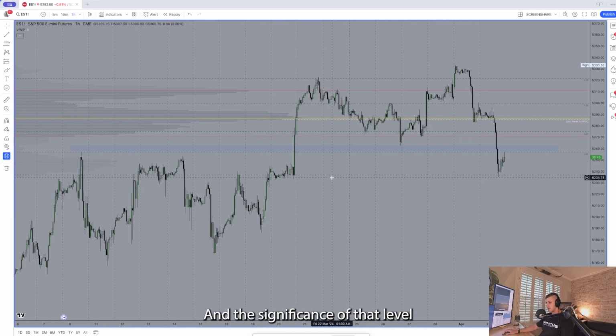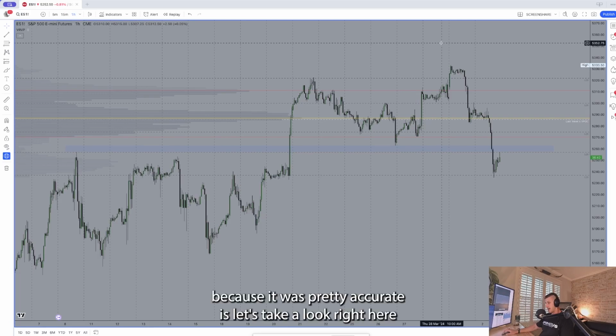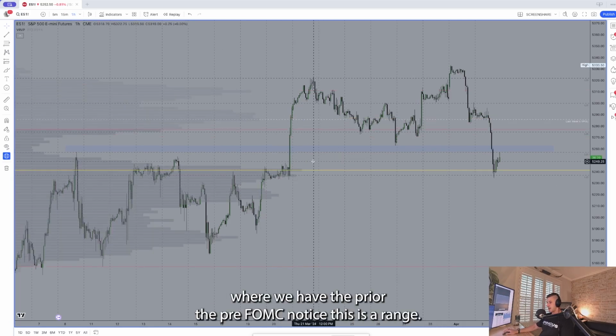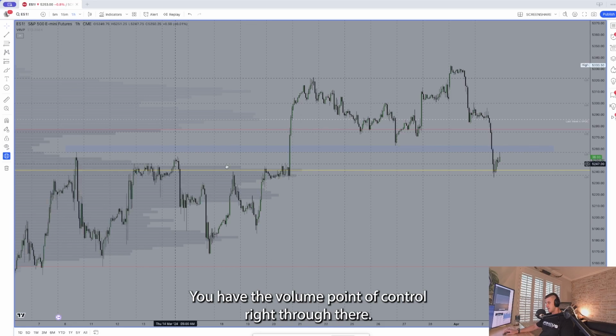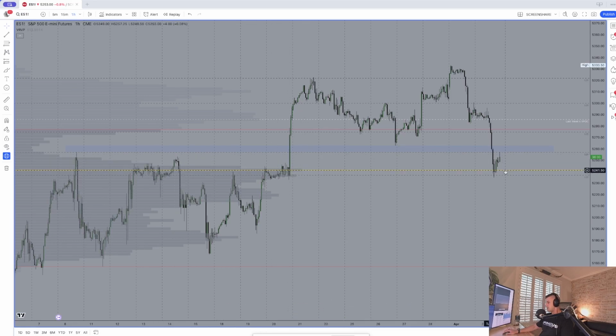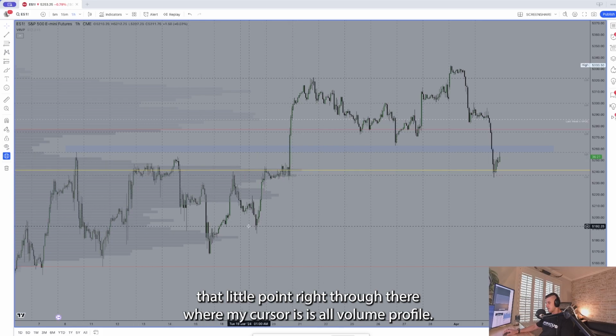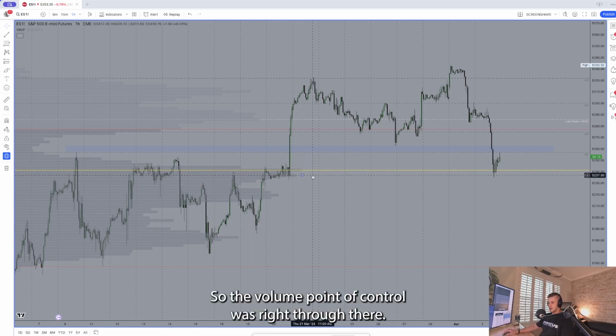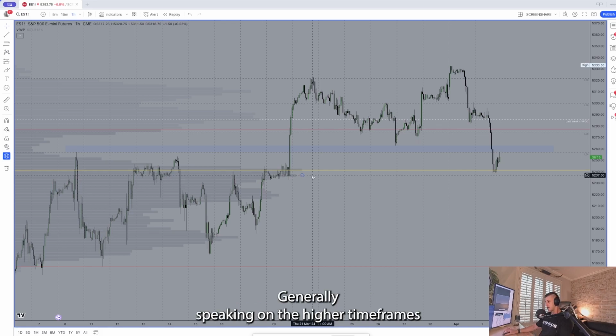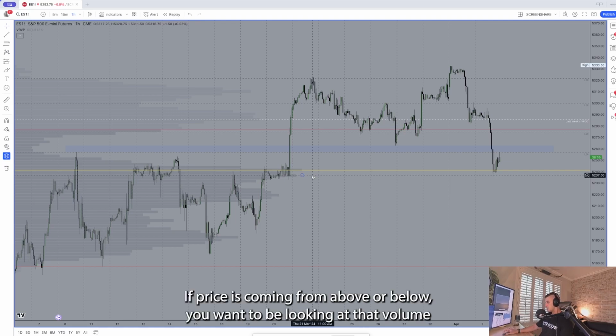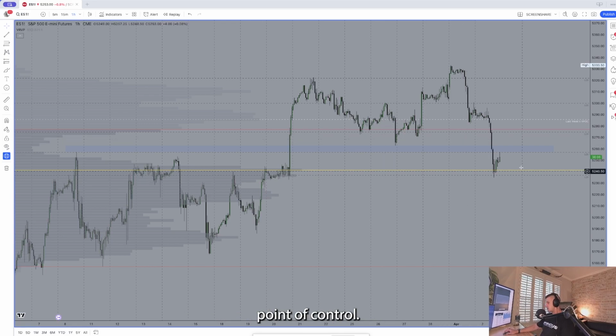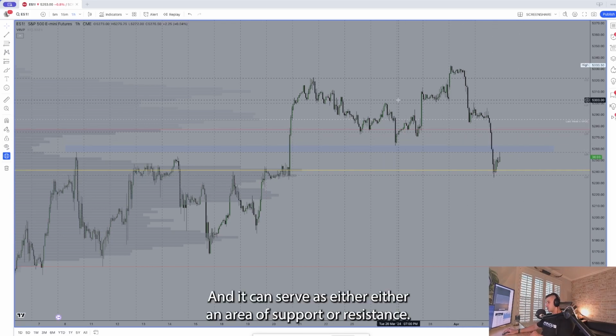And the significance of that level, because it was pretty accurate, is let's take a look right here. Well, we have the pre-FOMC. Notice this is a range. You have the volume point of control right through there. It has since shifted a little higher, but you could see this kind of little point right through there where my cursor is on the volume profile, right? So the volume point of control was right through there. Generally speaking, on the higher time frames, that is going to be a solid reference point. If price is coming from above or below, you want to be looking at that volume point of control, and it can serve as either an area of support or resistance.